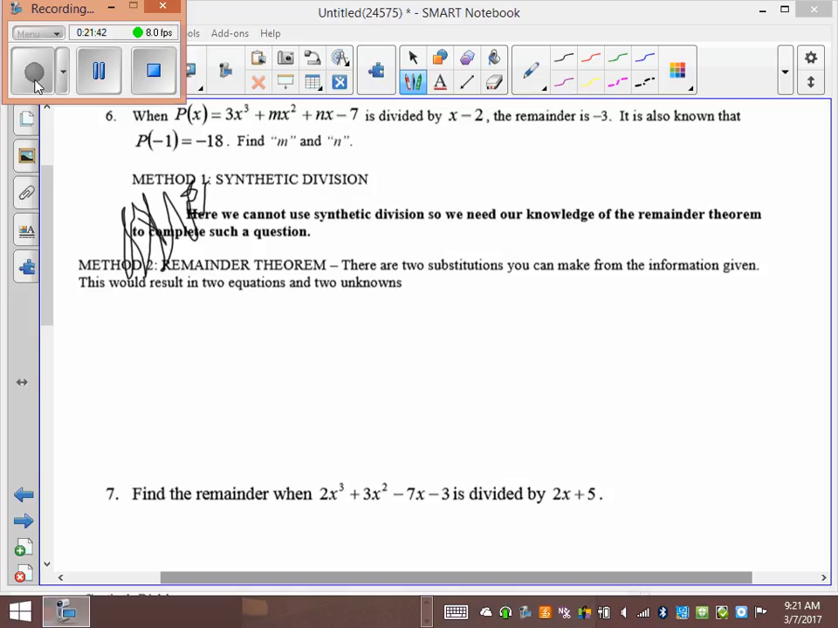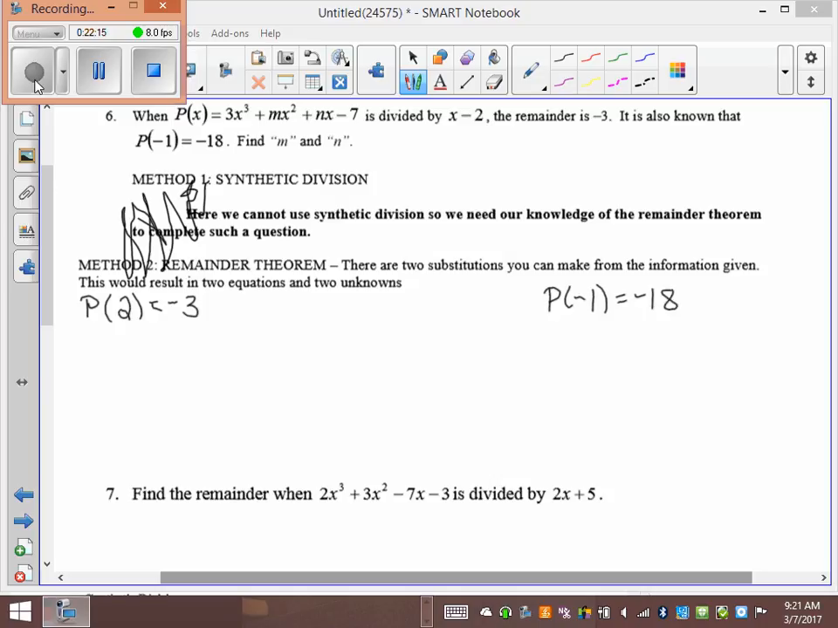But yeah. Okay. So the first thing we are dividing by is x minus 2. So we're going to do p of 2. P of 2 equals what? Negative 3. So we're going to do that one. And then we're also going to do, Connor, p of negative 1 equals negative 18.